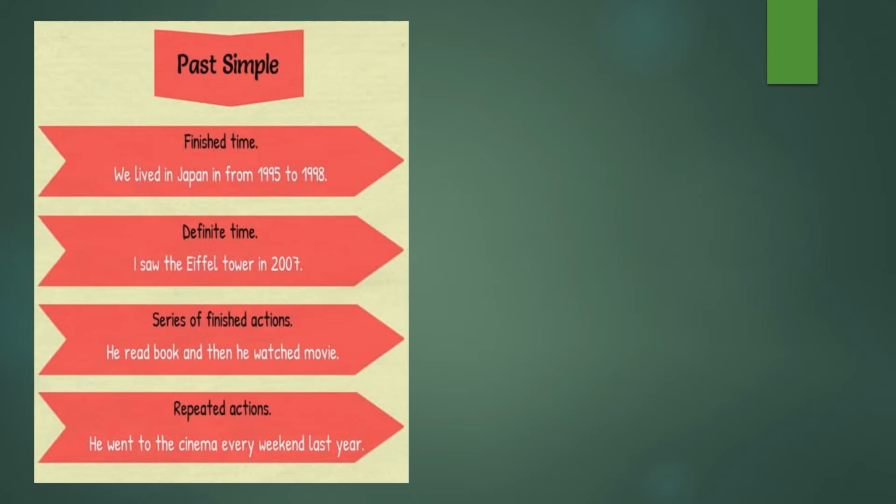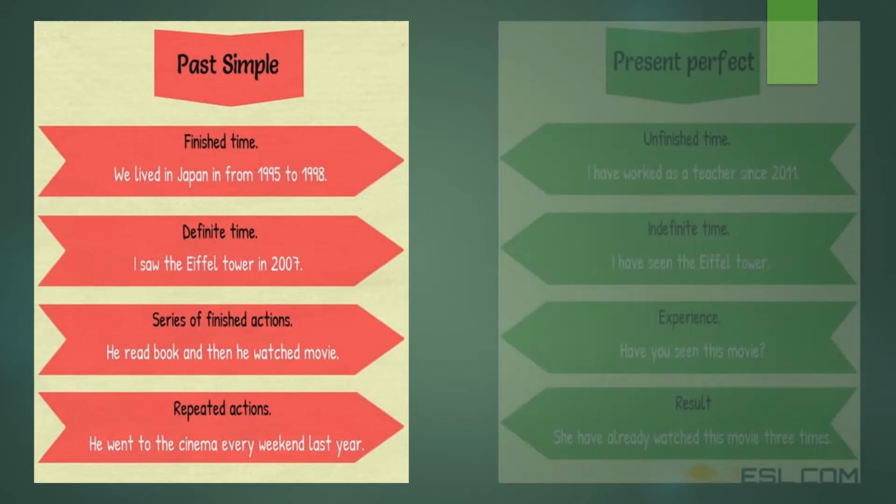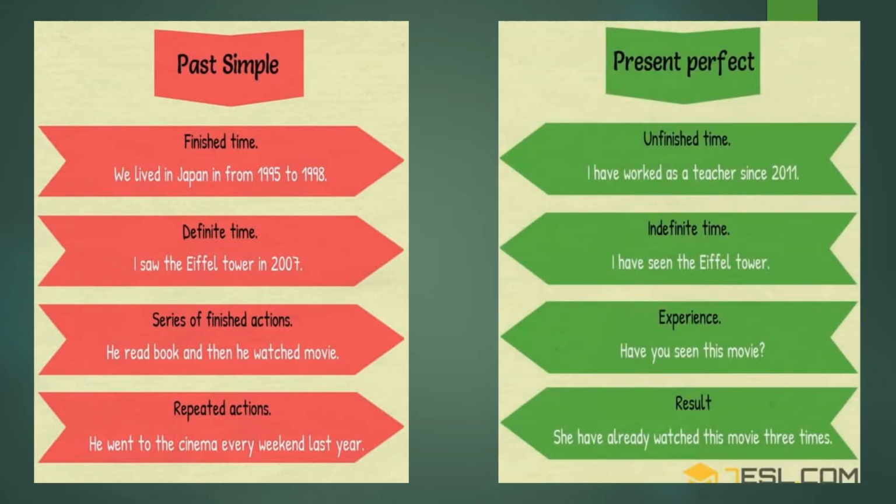Also, we can use it for a series of finished actions. For example, when you are talking about an anecdote or a story, and you mention all the things you did before. He read a book and then he watched a movie. For repeated actions, he went to the cinema every weekend last year. So it's a kind of routine in the past. Those are basically the ways in which we use simple past. Let's see what happened with present perfect.